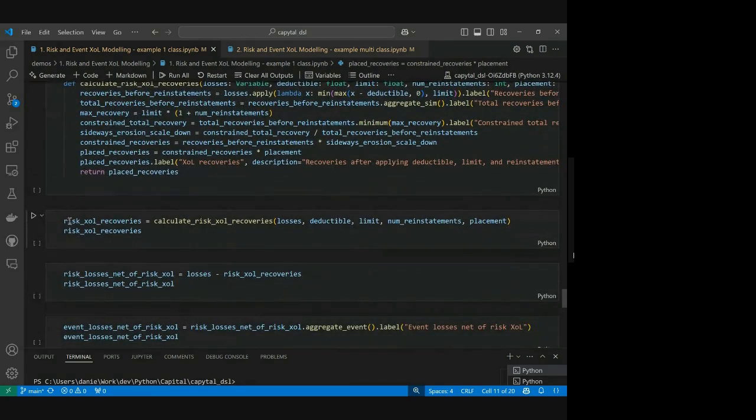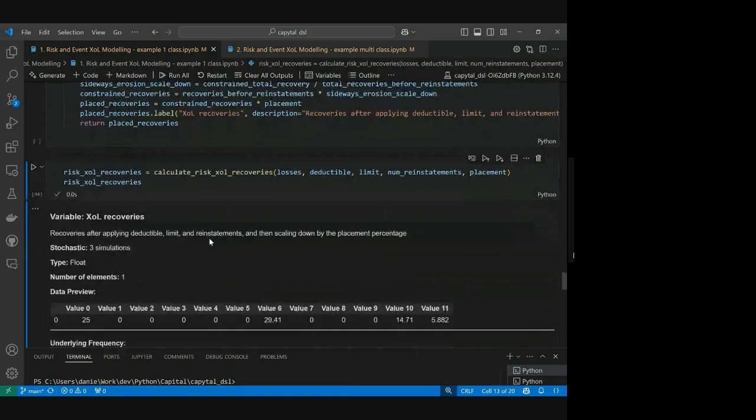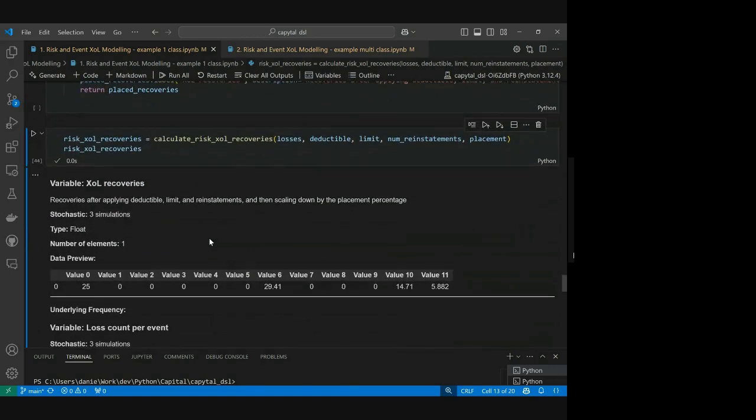So now I could generate more easily the risk XoL recoveries simply by running this function and passing in our losses and passing in those parameters that we had before. I can generate this in one go, and we see I get the same XoL recoveries, 25 for the first and this 29.41 in the middle. So that's our risk XoL recoveries.